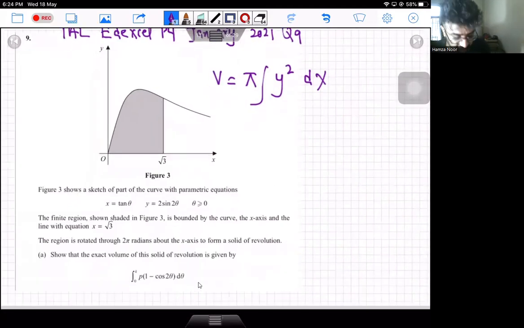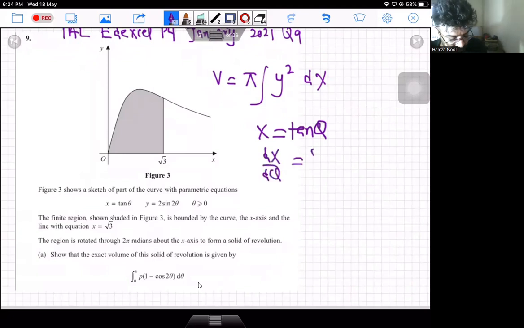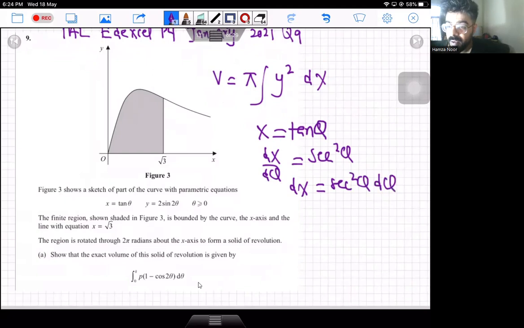And for that purpose, we will use the substitution x equals tan theta, and we will differentiate this in order to make dx the subject of the equation. So dx over d theta is sec squared theta, and when you make dx the subject, it will give you sec squared theta multiplied by d theta. And in place of y, we can write 2 sine 2 theta. So in place of y squared, we can write 2 sine 2 theta whole squared.